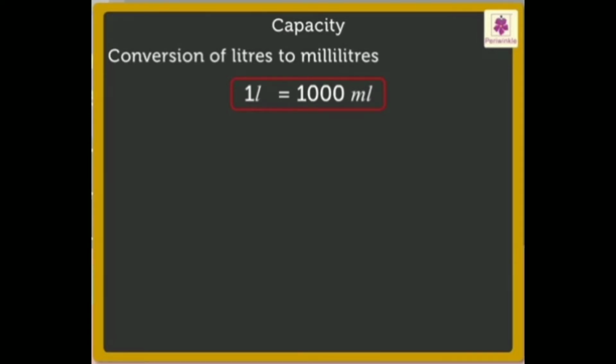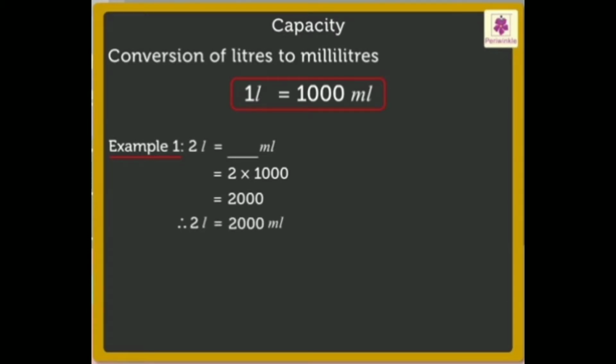So with this, let us see two examples. Example number 1, convert 2 liters into milliliters. So we are going to just multiply 2 by this 1000. So we get the answer 2000. Therefore 2 liters is equal to 2000 milliliters. So to convert liters to milliliters, just multiply the given number by 1000.